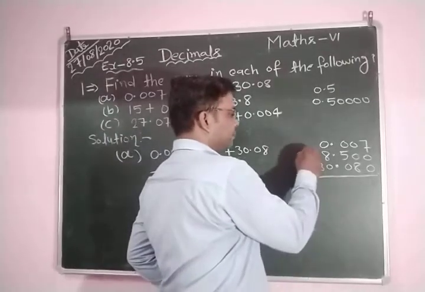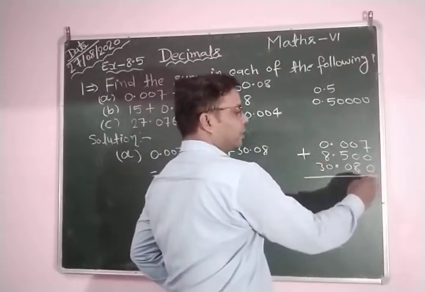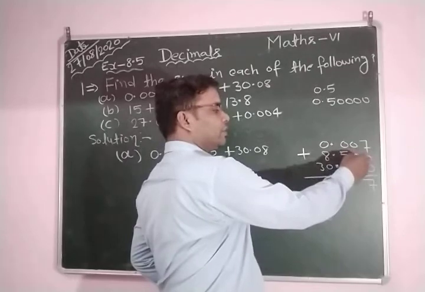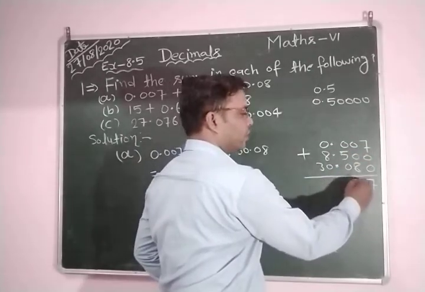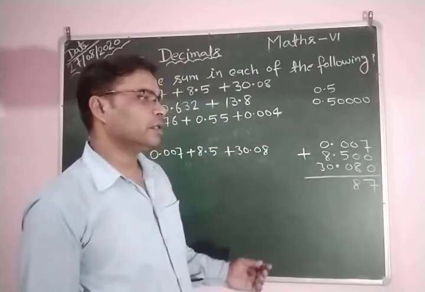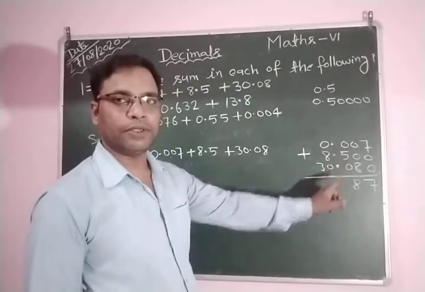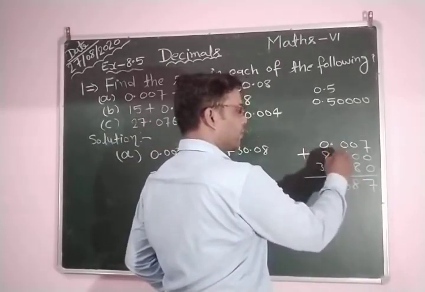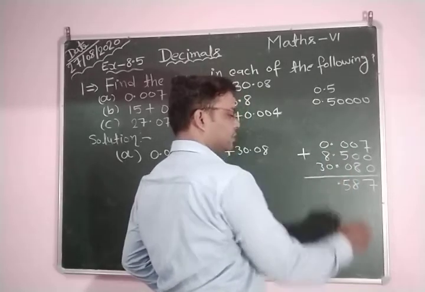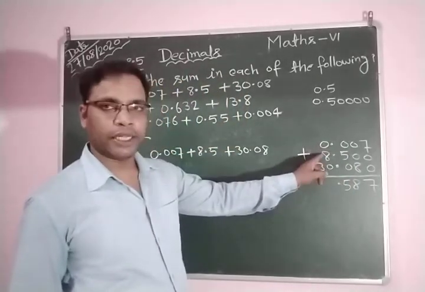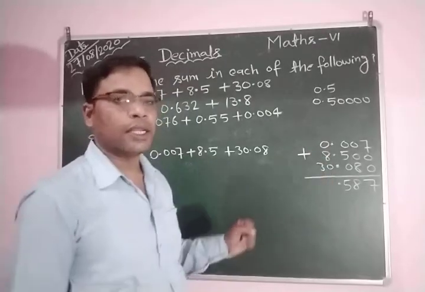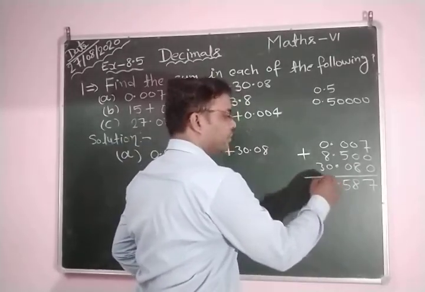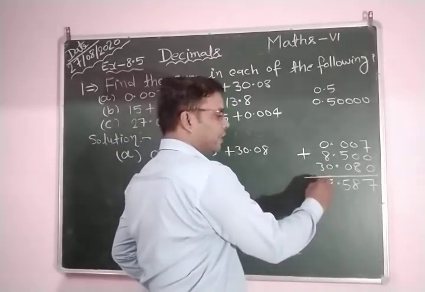So we add them as we add natural numbers. Here we write 7 plus 0 plus 0. This becomes 7. Again 0 plus 0 plus 8. This is equal to 8. And now 0 plus 5 plus 0. This is equal to 5. Okay, after this is the decimal point. So we write here the decimal point, and here 0 plus 8 plus 0. 0 plus 8 is 8, and 8 plus 0 again is 8. So we write here 8. Now this is 3. So 3 we write as it is.